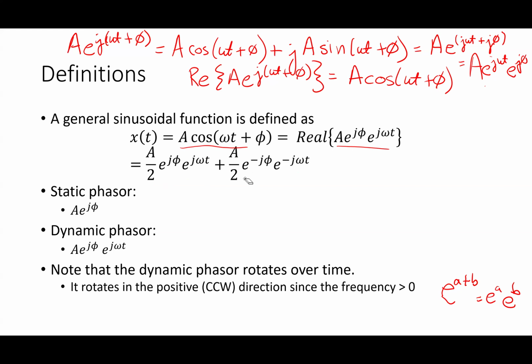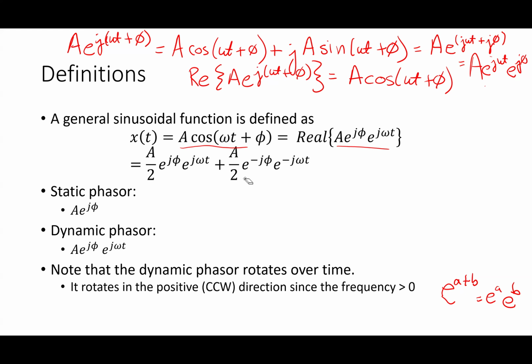So there's two ways of thinking about it. One is a vector that rotates only in the positive direction. The other is the sum of one rotating forward and one rotating backwards. We're going to look at examples of this, but basically I come up with a couple of definitions: something called static phasor and dynamic phasor.